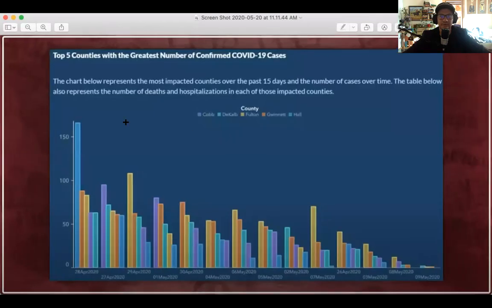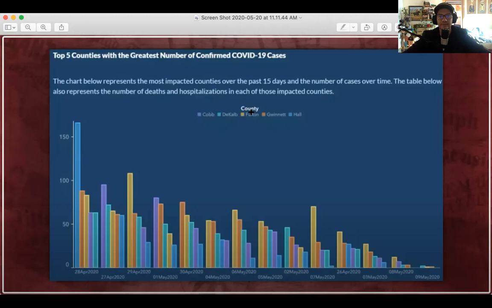This one's interesting. So these are counties within, I believe it was Florida. So within each state in the U.S., we have counties and cities, kind of like you guys have regions and subregions and stuff. We have counties within states and then cities within counties. So the chart below shows impacted counties over the past 15 days and number of cases over time. The table below also represents the number of deaths and hospitalizations in each of the impacted counties.